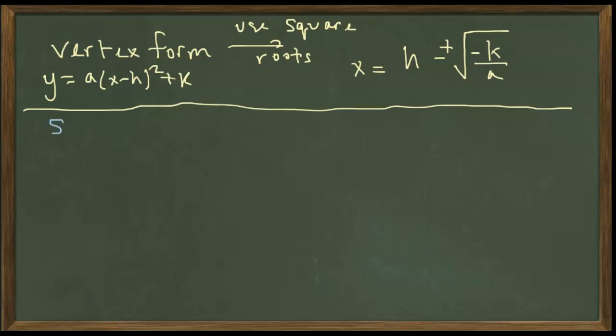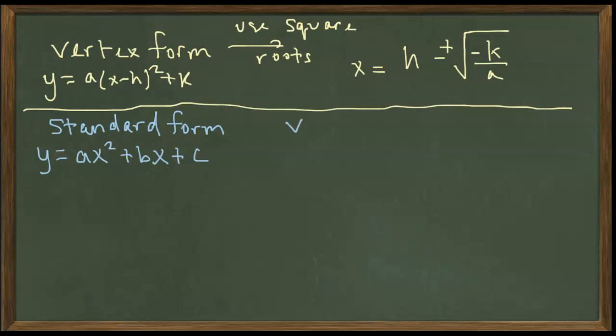And so the question that we want to look at is, well, what about standard form? What about standard form with the form y equals ax squared plus bx plus c? How can we get that into a form where we can just find the solutions? We can find the roots or the zeros.